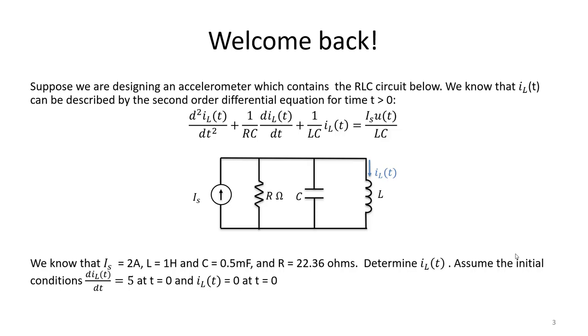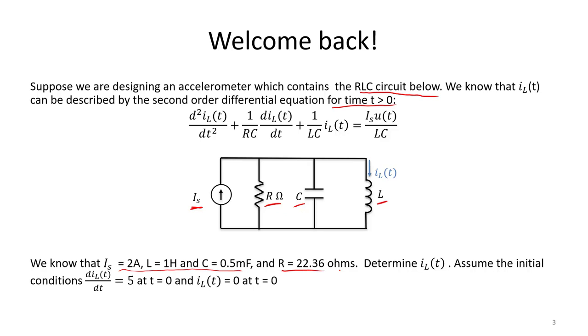So here we're told that we are designing an accelerometer which contains this RLC circuit shown. And we've been given the second-order differential equation, which describes this circuit for time t is greater than 0. And we're also given the values for the current source, inductor, capacitor, and resistor.